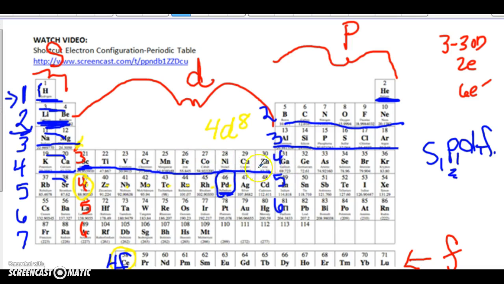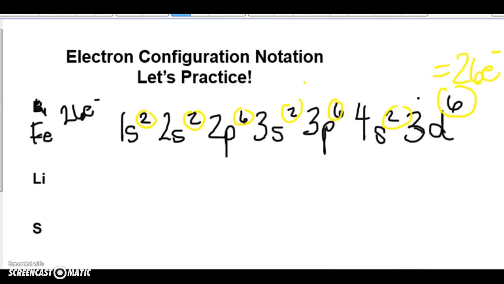1, 2, 3, 4, 5, 6, 7, 8, 9, 10. So 3d10 is full. 4p6 is full. 5s2 is full, and then I'm at 4d, and I stop at 8. So this shortcut, I call it a shortcut. Once you know what this periodic table has and does for you, you can do any electron configuration possible. Okay, so we're back up here.